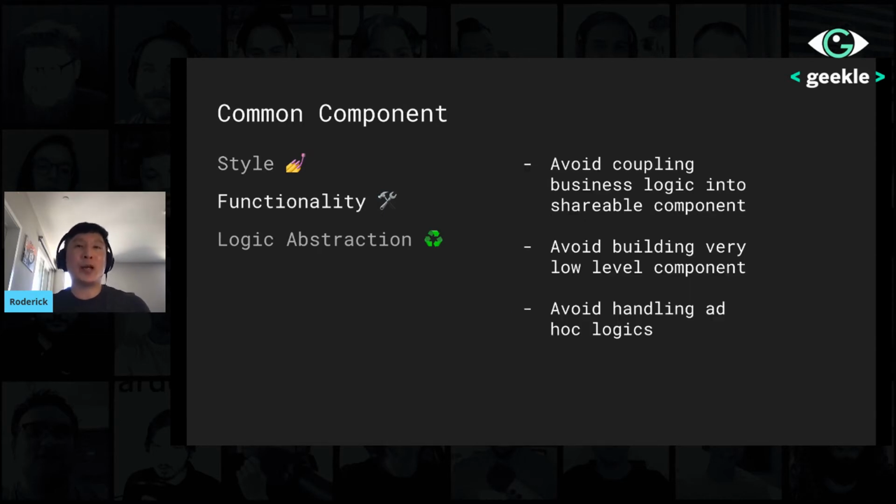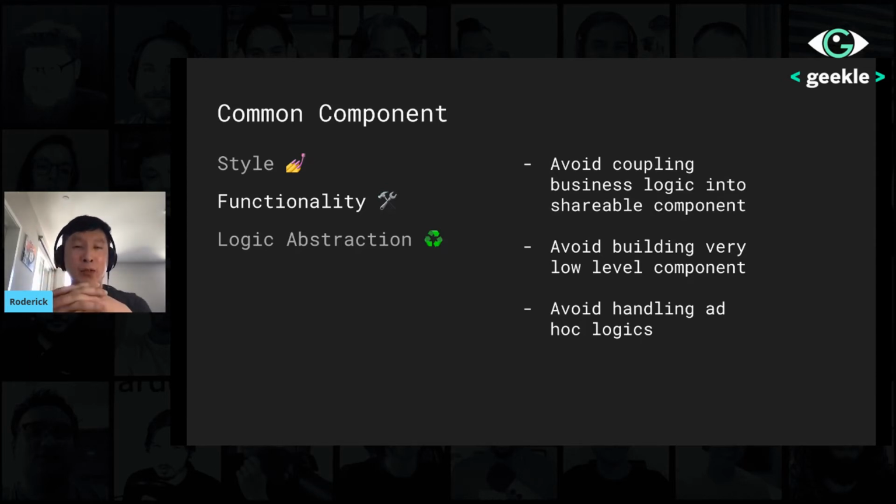The next thing we're talking about is functionality. For example, if you want to have an image loading component handling image loading optimization, such as preloading, lazy load, image placeholder, and error handling, it is a very, very good practice to start building common components. However, it is also one of the easiest places to have incorrect abstractions.